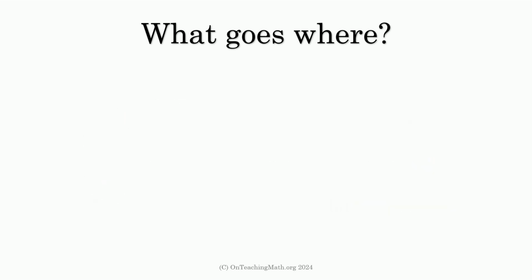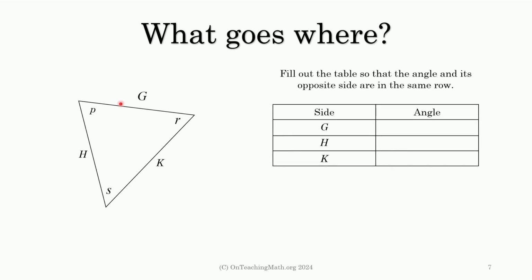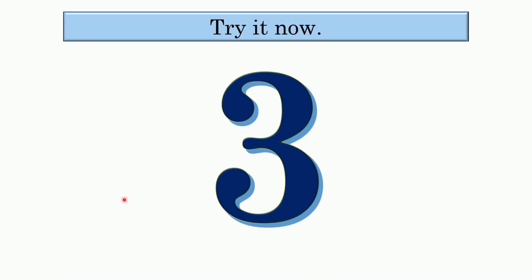Let's talk about the next one. It's kind of the same question, but now we're starting with the side and have to figure out what the angle is. So you're going to put an angle here that's opposite of G, an angle here that's opposite of H, an angle here that's opposite of K. So your choices are over here. Go ahead and give it a try right now. Pause the video and see how that goes.